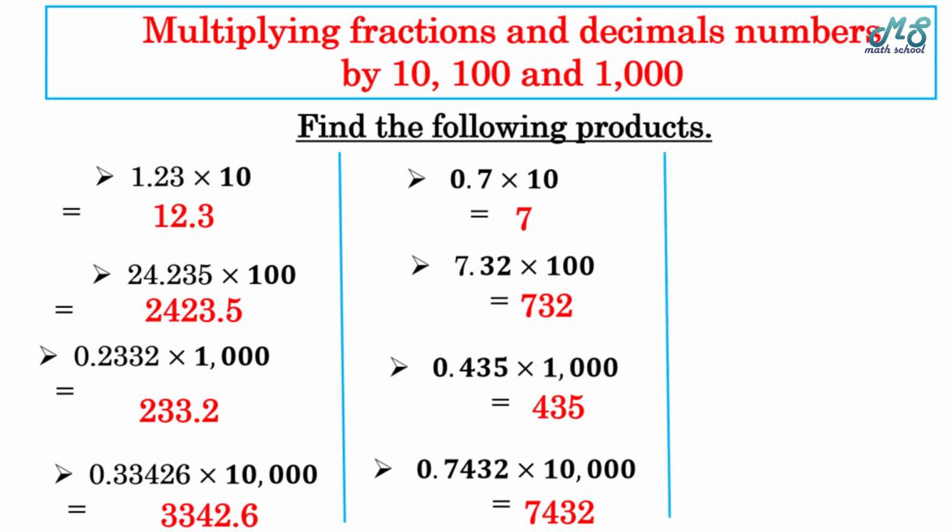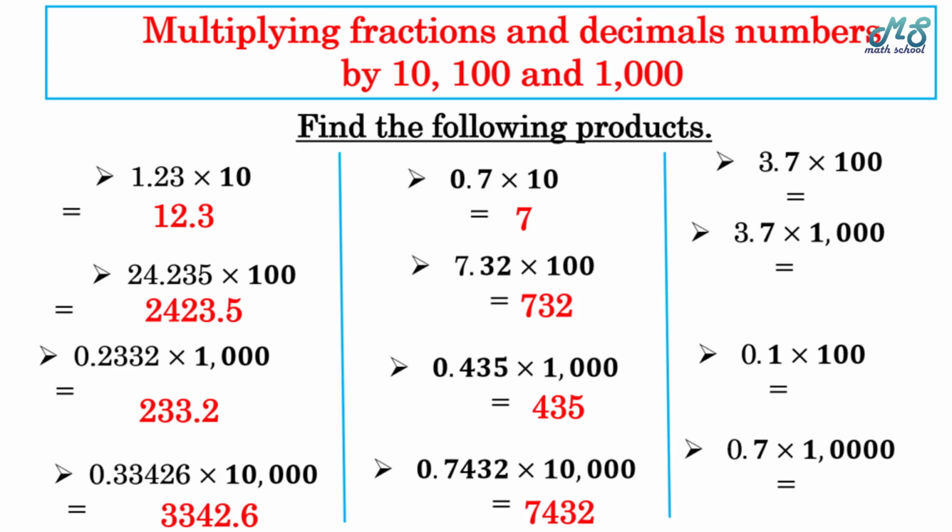Next, you have to insert zeros. 3.7 times 100. So you will move the decimal point 2 decimal places to the right. We have just 1 decimal place, which is 7. So you have to insert 1 zero. It will be 370. In the same way, 3.7 times 1000. We will move the decimal point 3 decimal places to the right. We have just 1 decimal place. You have to insert 00. It will be 3,700. 0.1 times 100. It will be 10.